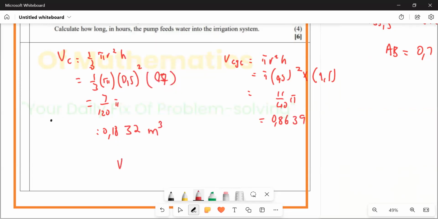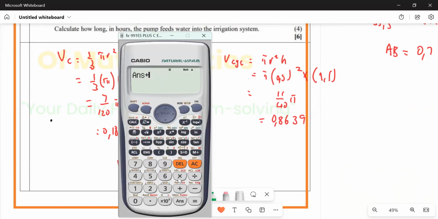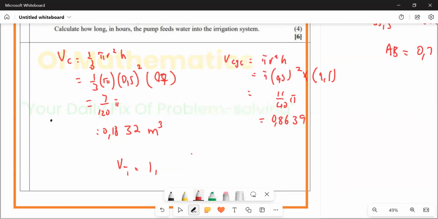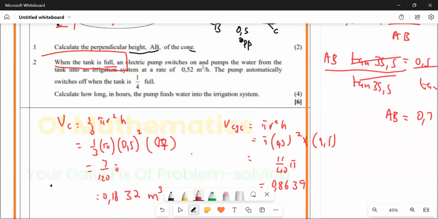Okay, what is going to be the total volume? Plus, we add here. What is this thing? It's 0.1832, like this. And then we get 1.05, which is going to be meter cubed. So we got the volume again. So this tank can be filled with 1.05 meter cubed.